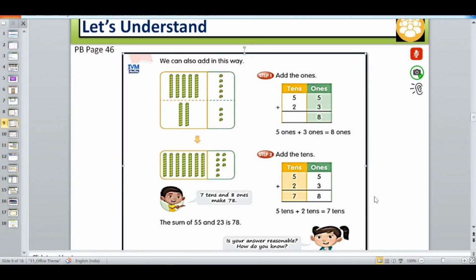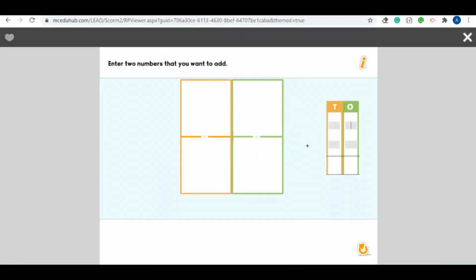Let's try another method of addition. This is called the vertical algorithm, okay? Using base 10 blocks and a place value chart. You know, this is the place value chart and this is base 10 blocks. Okay, let's try to add 55 and 23, okay? Let's do it. So we want to add 55. We should write it in the place value chart. You know how to do this, isn't it? Tens and ones. So we are adding 55 and 23 together, right?